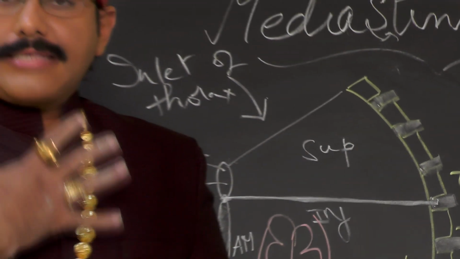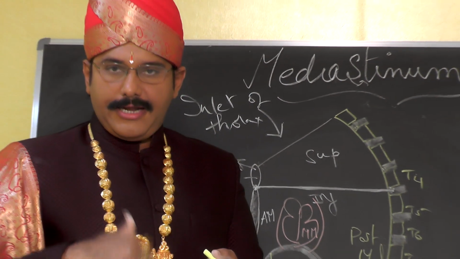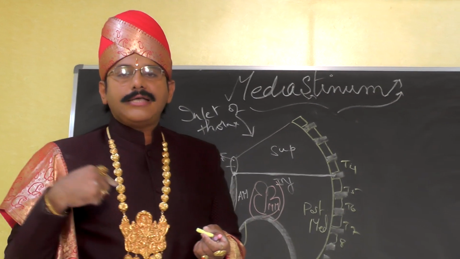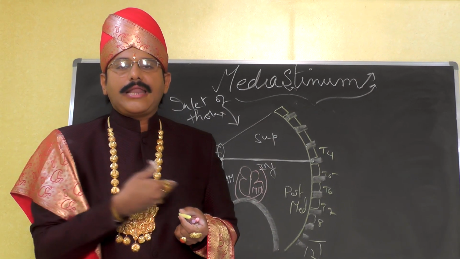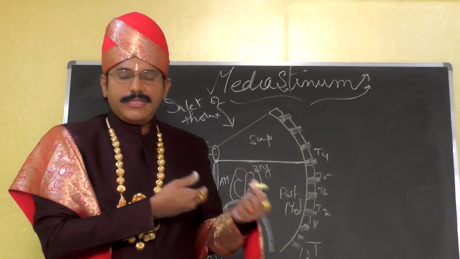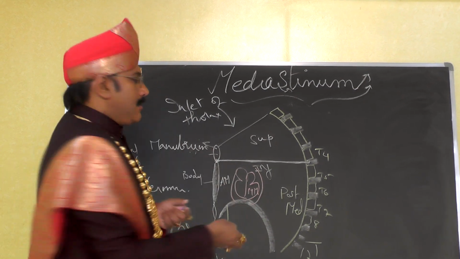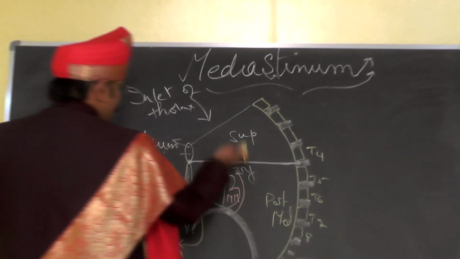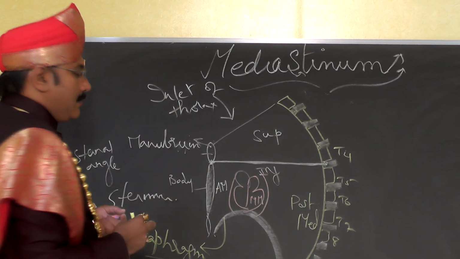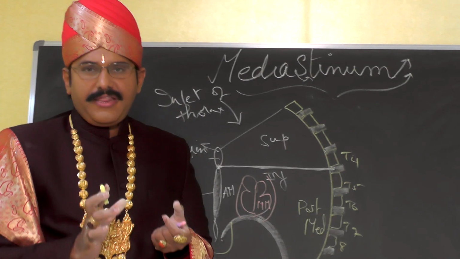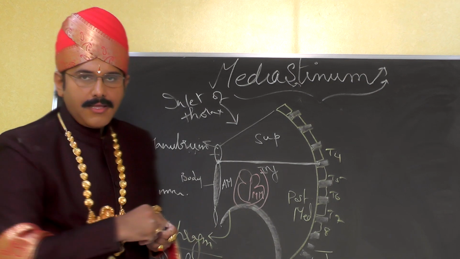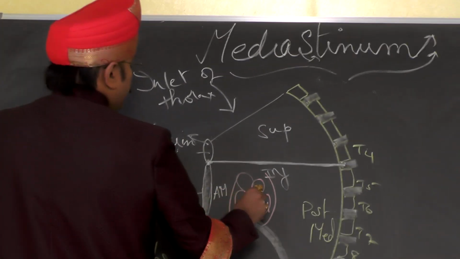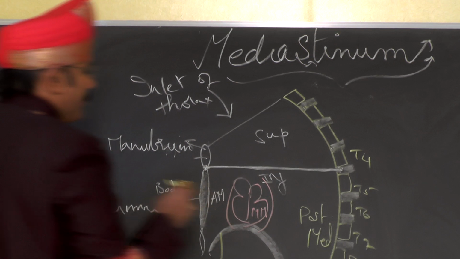Now what are the divisions of the mediastinum? If they ask you, you should tell: basically the mediastinum is divided into superior and inferior mediastinum by an imaginary line that is drawn horizontally or transversely, starting from the sternal angle anteriorly to the lower border of the fourth thoracic vertebra posteriorly. That's what we will tell. And below this line, we consider that portion as the inferior mediastinum, which is further divided into three divisions, namely anterior mediastinum, middle mediastinum, and posterior mediastinum.